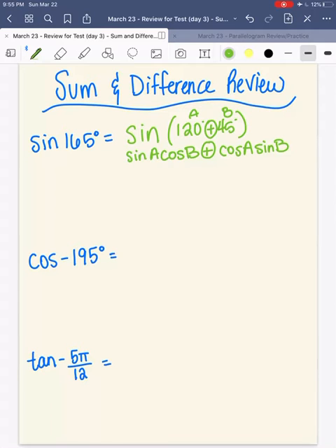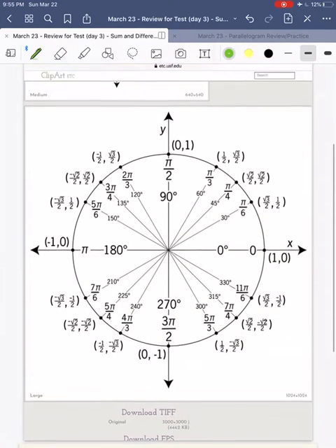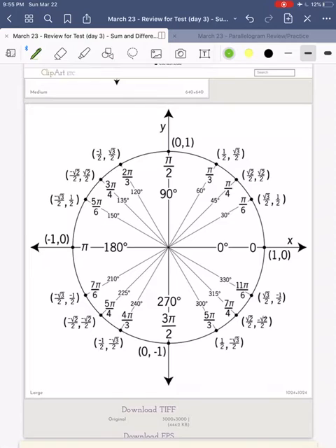All right, so we're going to go to our unit circle. We're going to go to 120 degrees. So that's here.